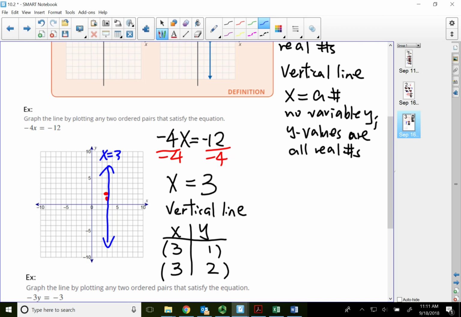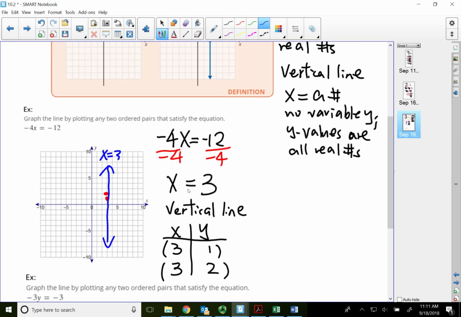To think about it in a different way, x equal to 3, we know that's a vertical line. Think about where on the graph x is equal to 3. If you move to the right 3 and draw a vertical line, every single x value on that line is 3.